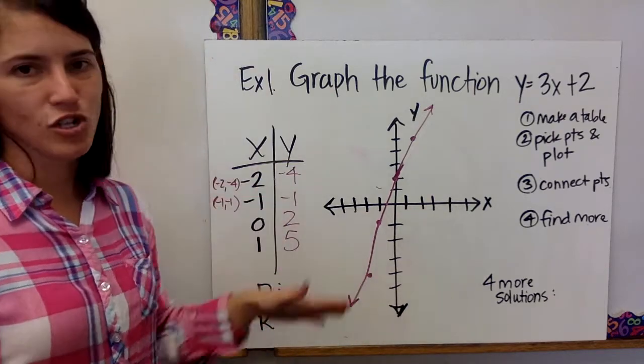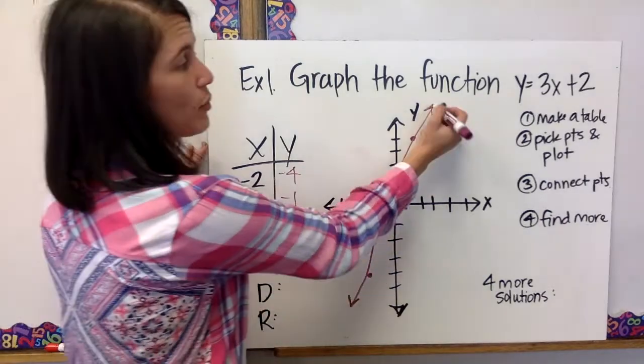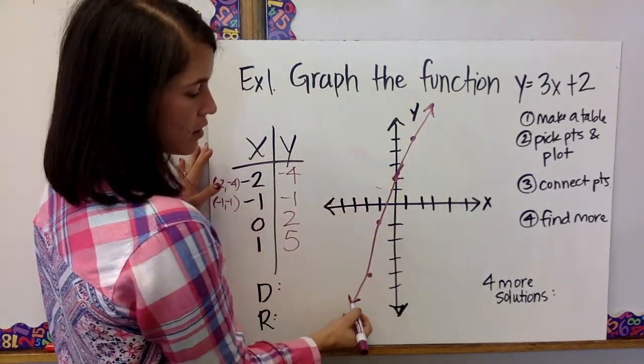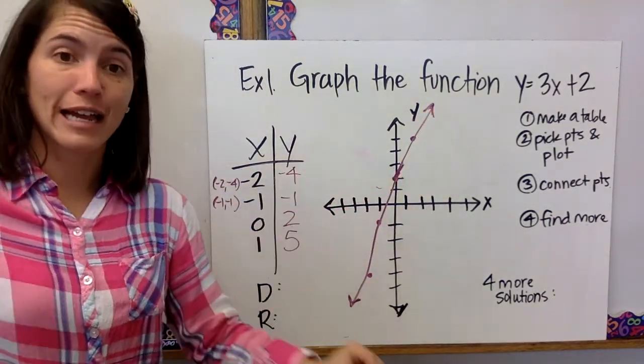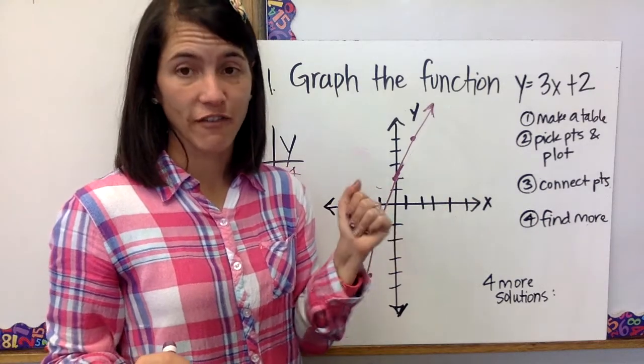I'm sorry, it should be a straight line. You can obviously tell mine is drawn. You're going to connect your points and make sure you put arrows. Arrows signify that your line continues. And now you have successfully graphed a function.